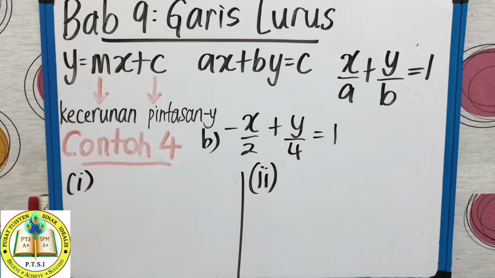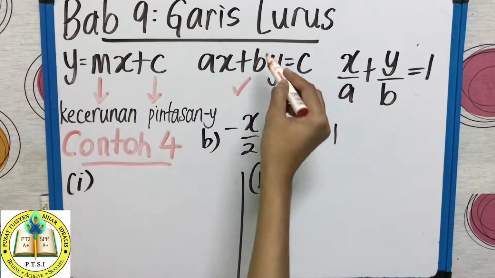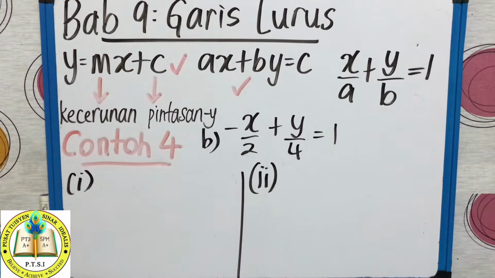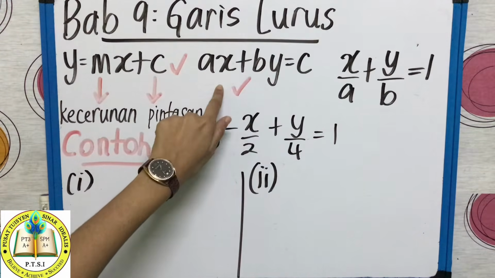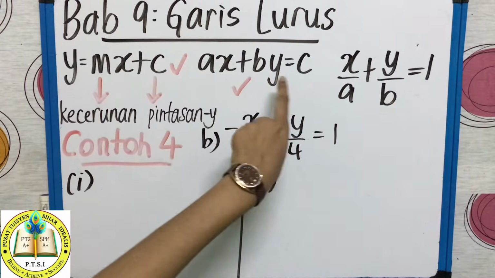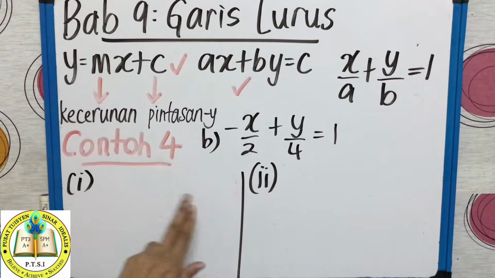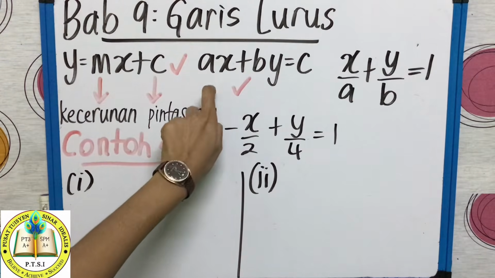Okay, apa soalan minta? Tukarkan persamaan di bawah kepada bentuk ax plus by equal c. Okay, bentuk ni. Dan juga bentuk y equal mx plus c. So, soalan contoh 4 minta dua bentuk. Bentuk ax plus by equal c. Hafal susunan. Dan lagi satu y equal mx plus c. So, got Roman 1, Roman 2. Now Roman 1, teacher show the first one.